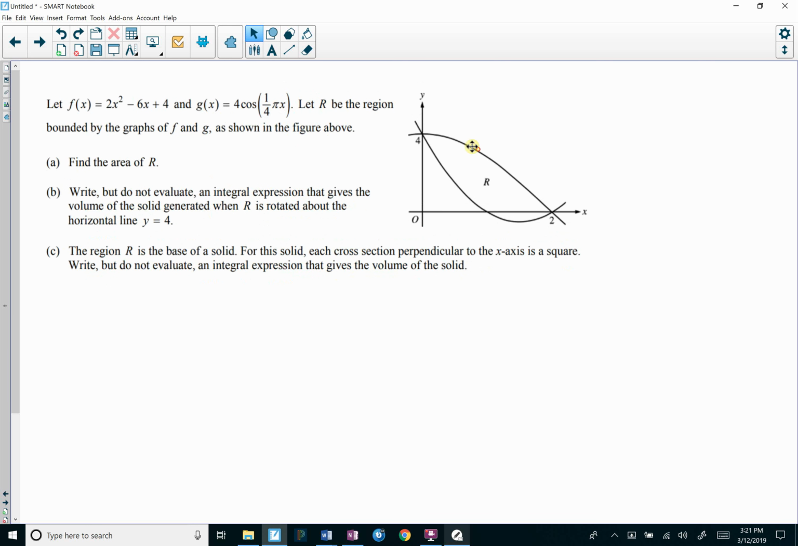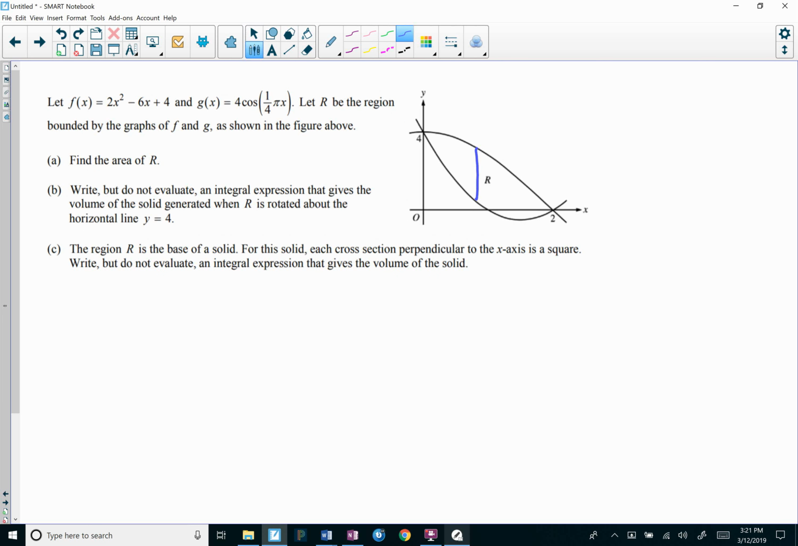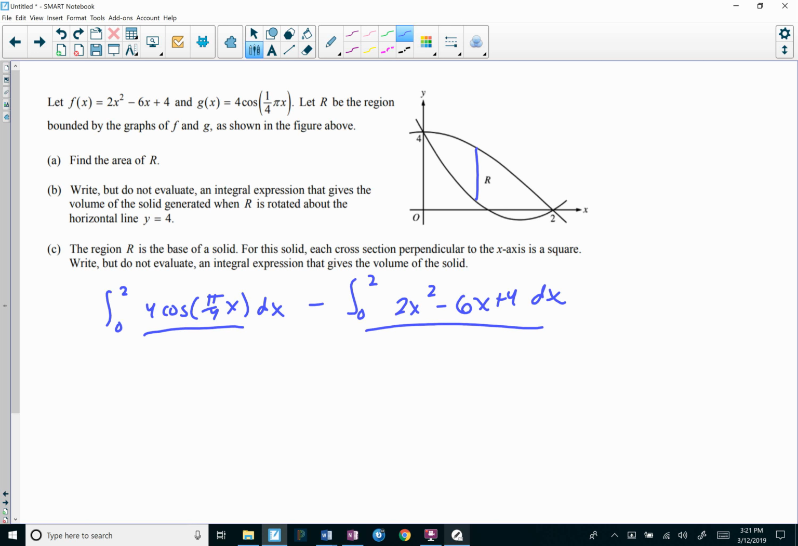Well, remember, it's just top minus bottom. And this is a no calculator one. So I'll have the integral from 0 to 2 for cosine pi over 4x dx. And I'm going to split them into two integrals. Initially, I would put them together at first. But notice, this needs substitution. This does not. So I'm going to have to split it into two anyway. But top minus bottom. We're going to split it into two.